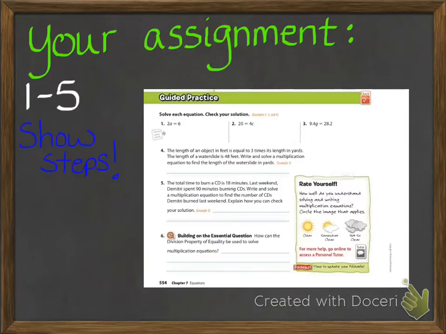All right, so now we're at the end. This is your assignment. You're going to complete the guided practice. I want you to do questions 1 through 5, and you need to show your algebraic steps. That means I want to see that you're dividing both sides of the equation, with the line going down the middle. I want to see your divide by symbol, which is a fraction bar. And when you get to questions 4 and 5, although they give you a word problem with only one line, you still must show algebraic steps.